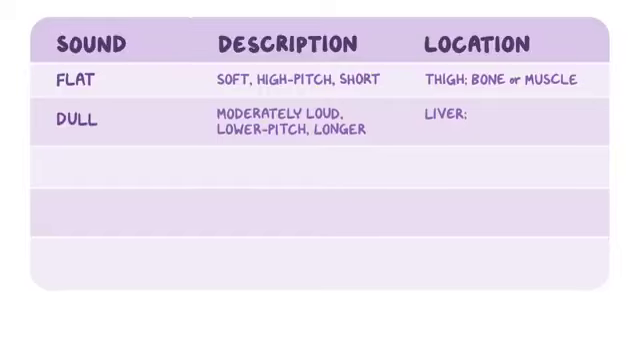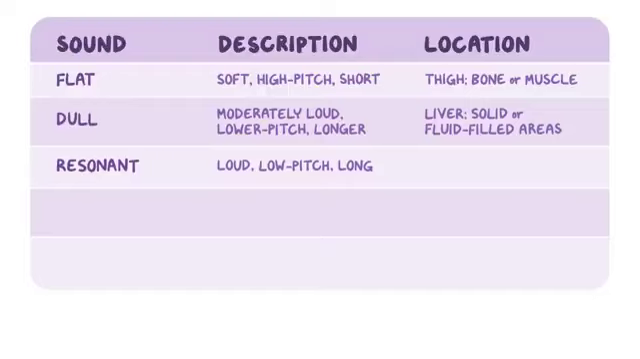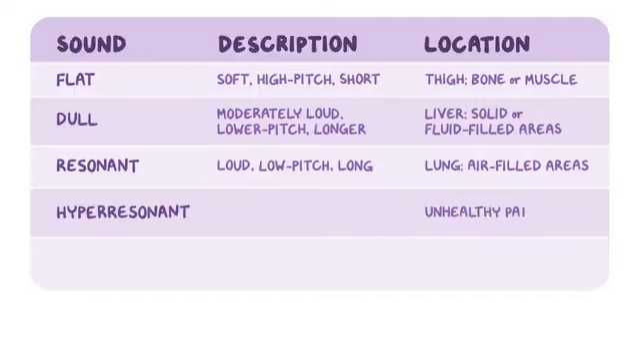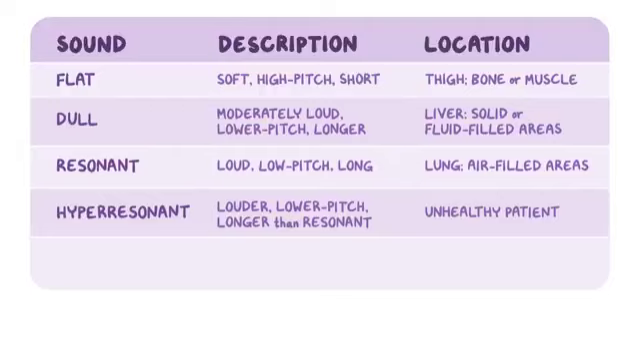These sounds are typically heard over solid or fluid-filled areas. A resonant sound is a loud, low-pitched, long sound that can be heard over the lung. Resonant sounds are often heard in air-filled areas, like the lung. A hyperresonant sound is more like a drum. Listen for a really low-pitch echo or booming sound. You can't recreate this on a healthy patient, but remember, it's louder, lower, and longer than a resonant sound.